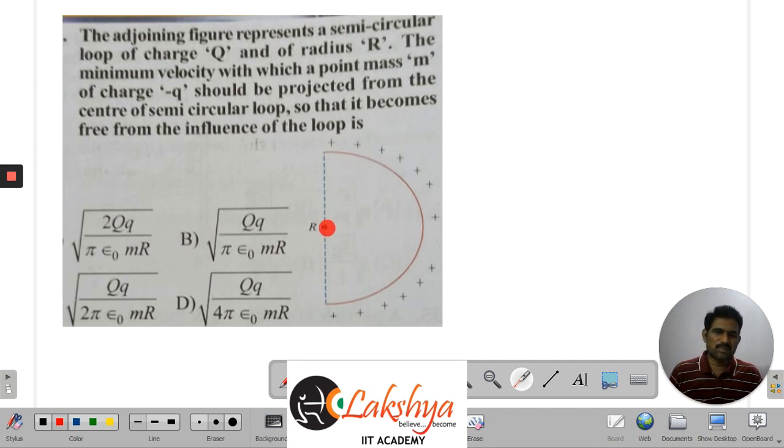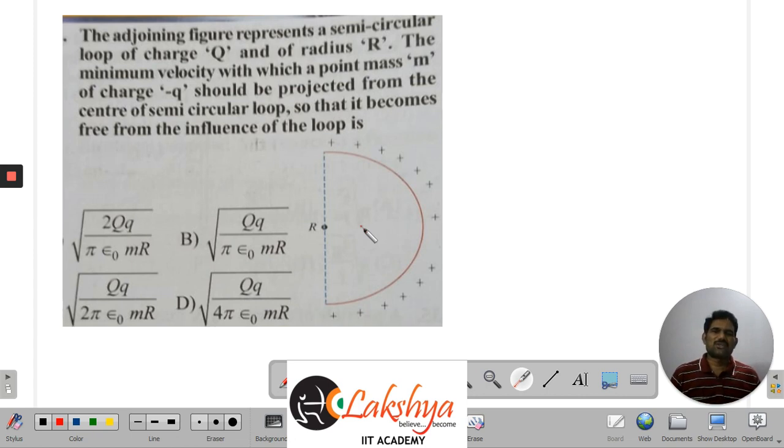When you are projecting a particle from the center, it should escape from the influence of this ring. So that means here we are not considering gravity. It's a gravity-free space, let us consider. So from the influence of this ring, the only force between them will be this electrostatic force. And so simply we know how to calculate the escape velocity there. All the escape velocity calculations are also based on conservation of energy only.